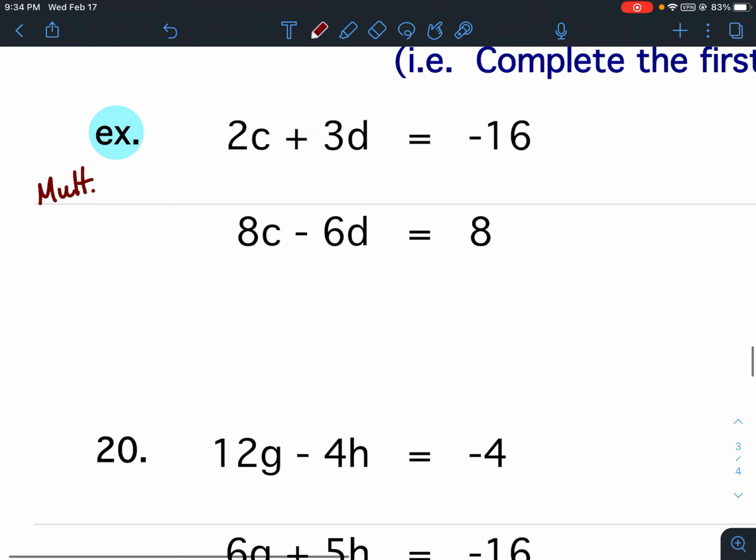Okay, now I'm going to use the 6D and the 3D. All right, what do I need? I need the opposite of the larger term. So the opposite of the larger term would be a positive 6. What do I have? I have a positive 3. Well, 6 divided by 3 is 2, so that's where I get the 2 from. So now I'm going to multiply the equation with the smaller term. 3D is the smaller term. I'm going to multiply that equation by 2.